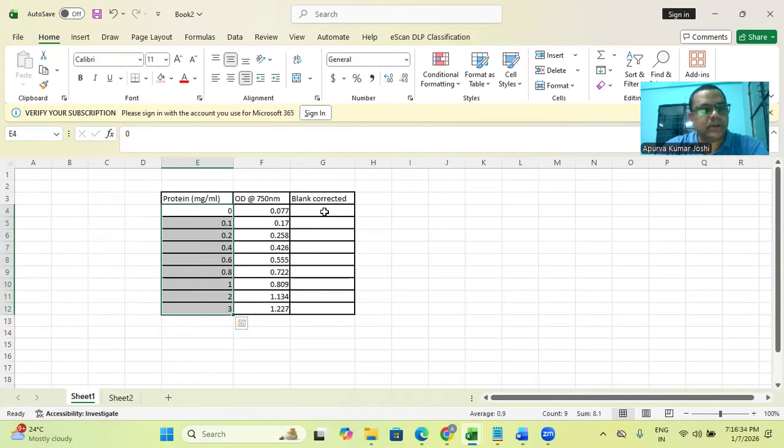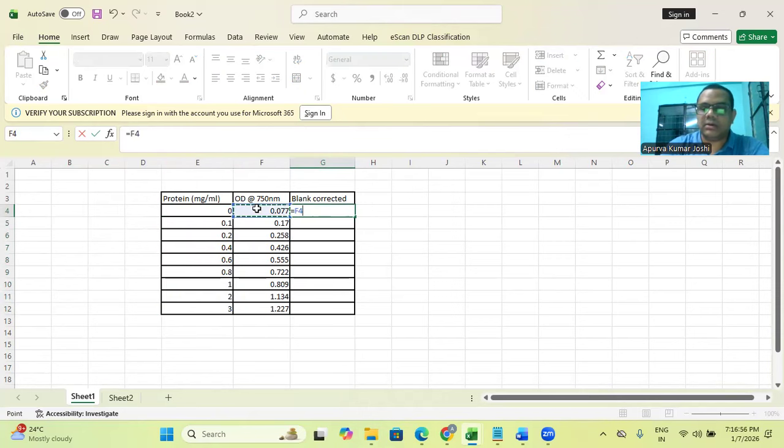So this is the raw data. So we have to transform it by doing blank correction manually. So this is the absorbance value for blank. Okay, so we'll just correct all the absorbances for different concentrations of protein using blank correction. So I'm just going to subtract all the values, including the blank value, with 0.077. Okay, so that will give me a blank corrected value.